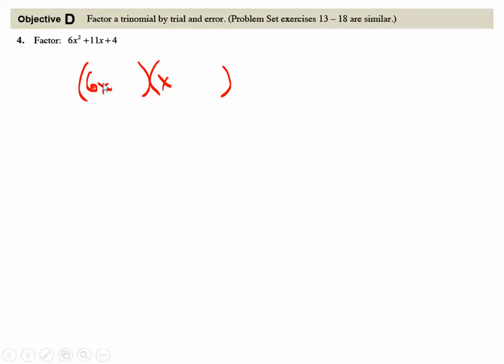Okay, so what we do, we figure out all the different possibilities of getting a 6x squared, which is 6x times x. We also, hey, hold on, there's another way to do it too, huh? Isn't there also a 2x times 3x? So there's actually 2 different ways to get a 6x squared.